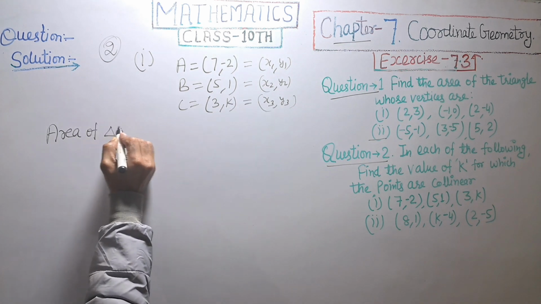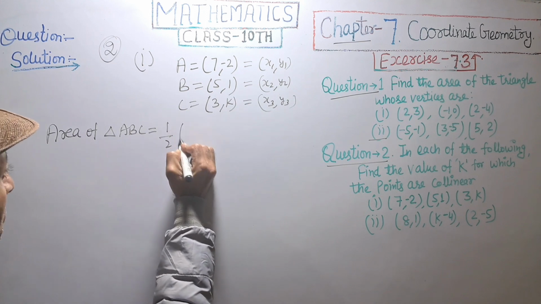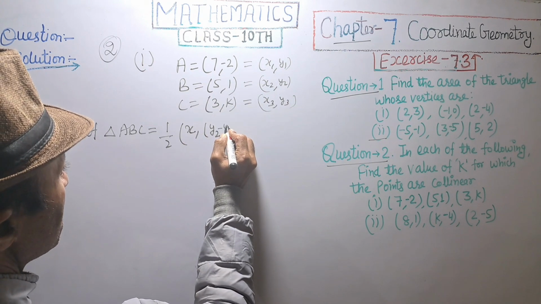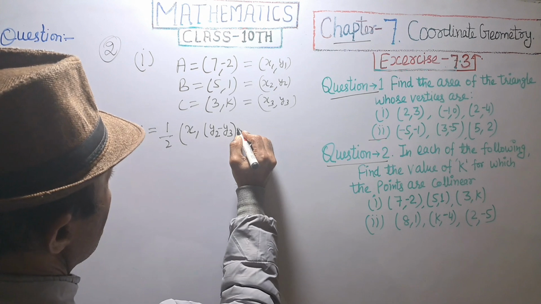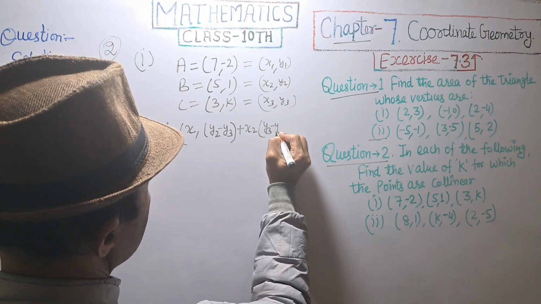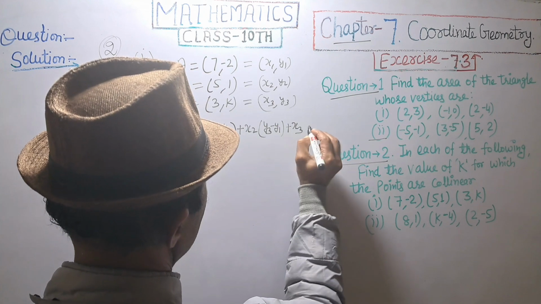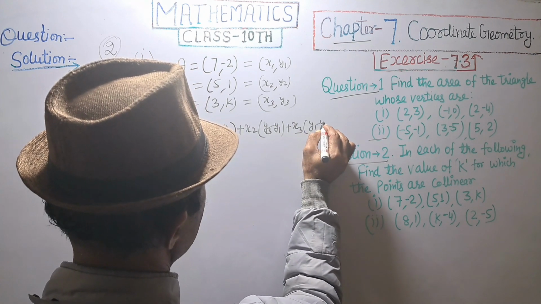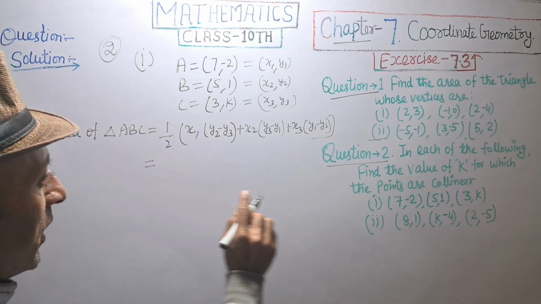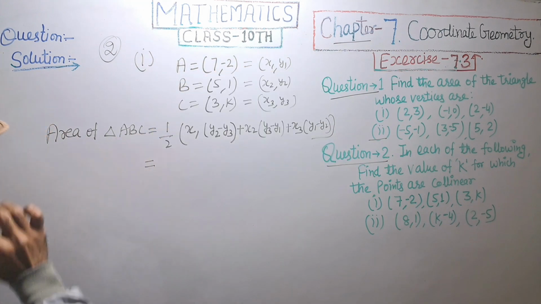Area of triangle ABC is half into x1 (y2 minus y3) plus x2 (y3 minus y1) plus x3 (y1 minus y2). And if these 3 points are collinear, area is equal to 0.